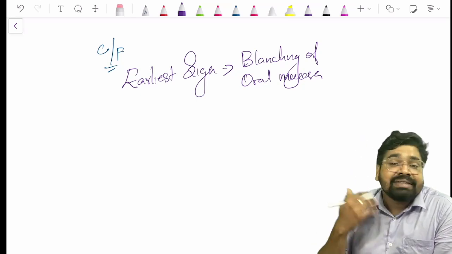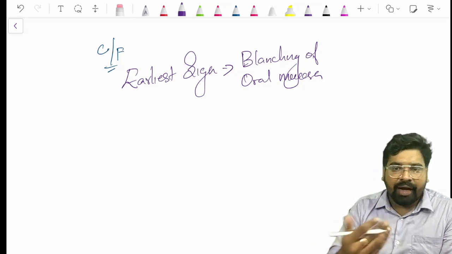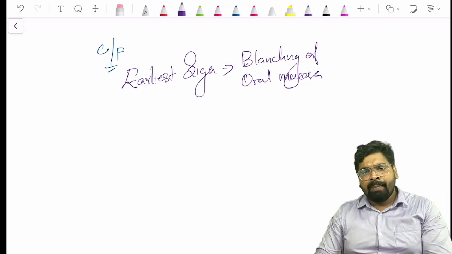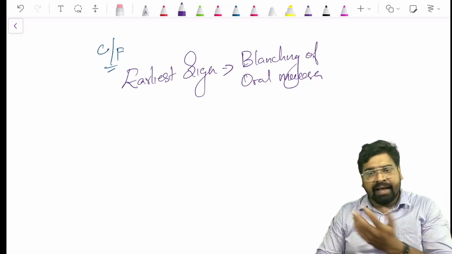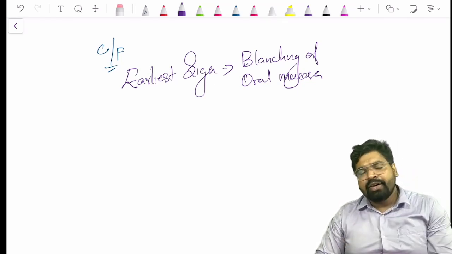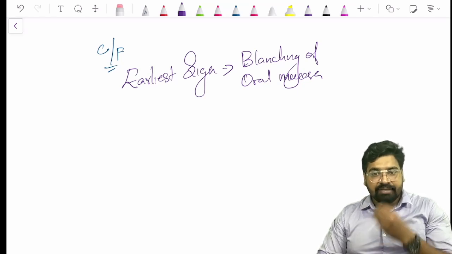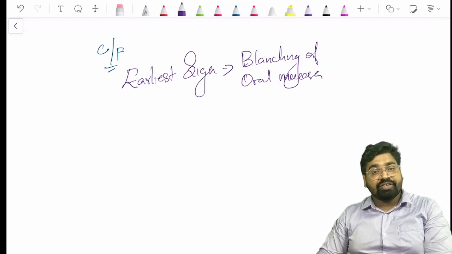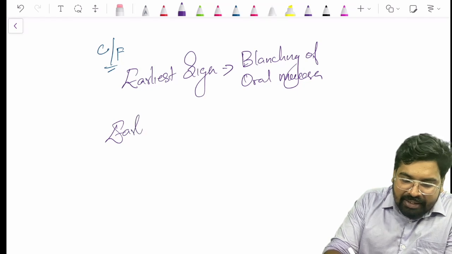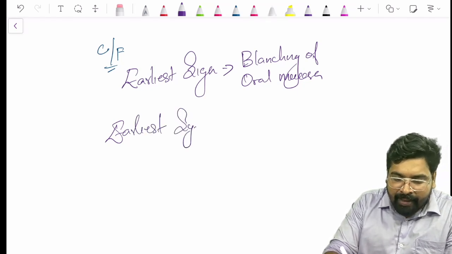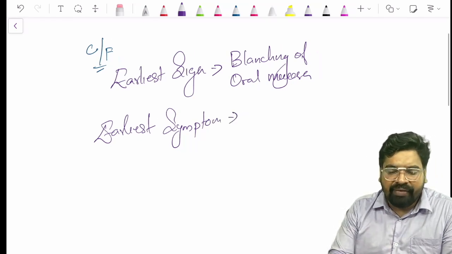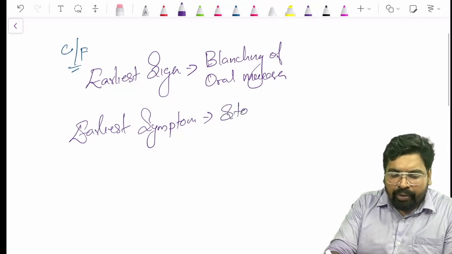Now what is the earliest symptom that the patient will tell? The patient will not come to you and say that I have blanching in the oral cavity, right? Patient doesn't know about blanching. Patient will tell what difficulty he has. Many students have made the mistake of saying that difficulty in opening the mouth is what the patient first feels. No, the earliest symptom is burning sensation in the oral cavity. They will get burning sensation, that is stomatopyrosis.